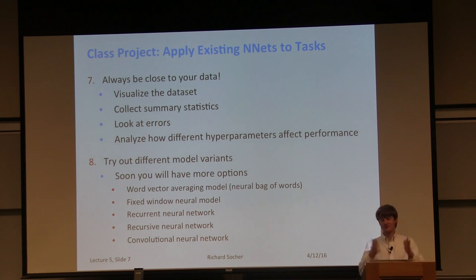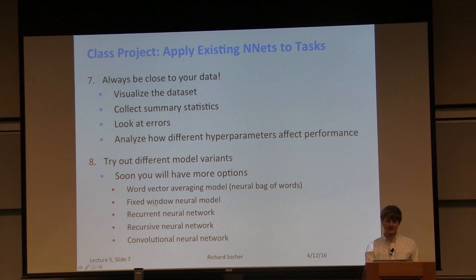Cool. So now we come to the most exciting part of the project, which is to try out different model variants that you may have thought of based on the errors that you've seen in your simpler neural network models. By the end of next week, you'll have a lot more options all of a sudden on what you can try, on how to put together the different Lego blocks. For instance, we've already seen the word vector averaging model, also sometimes called the neural bag of words model, and we've looked at the fixed window neural model.